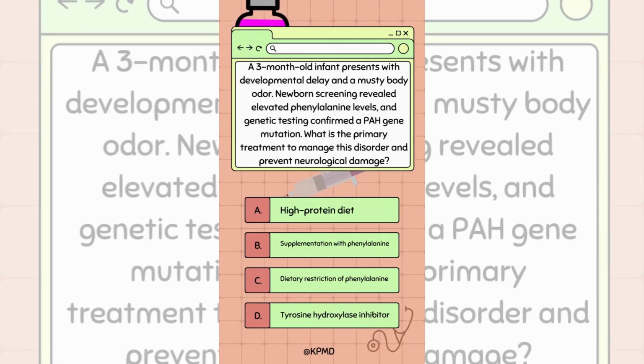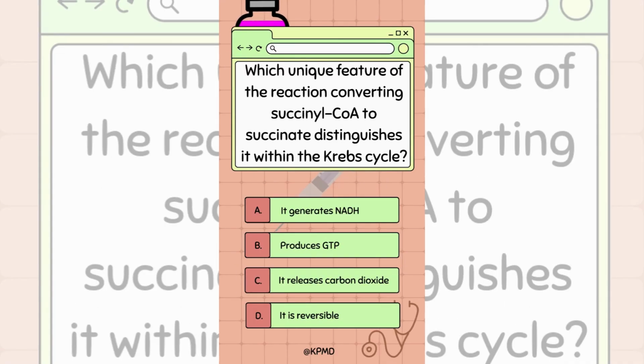A 3-month-old infant presents with developmental delay and a musty body odor. Newborn screening revealed elevated phenylalanine levels, and genetic testing confirmed a PAH gene mutation. What is the primary treatment to manage this disorder and prevent neurological damage? Correct answer is C. Dietary restriction of phenylalanine.